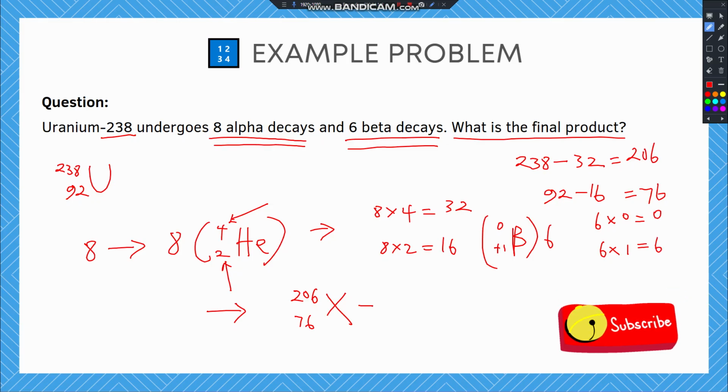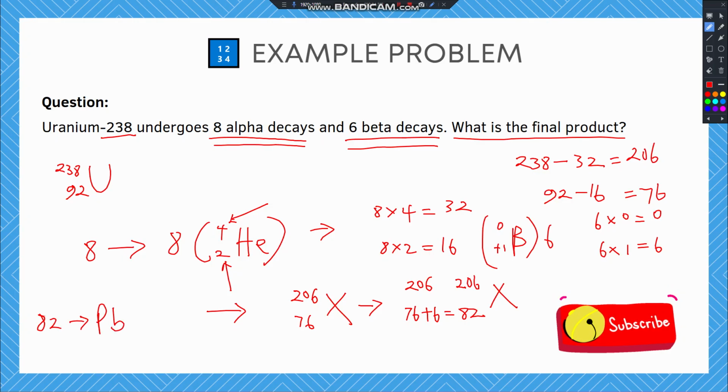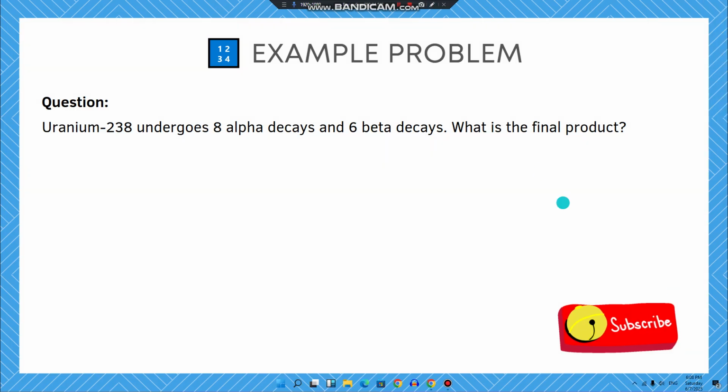So it means this element, which is unknown, still retains its mass number 206, but we now have 76 plus 6 as the new atomic number. 76 plus 6 gives us 82 as the new atomic number, and the mass number remains the same. The element that has 82 as its atomic number is lead, Pb. So the new element that is formed is lead 206. So that's how the decay series comes into play. I'm sure you saw how all the steps were carried out.